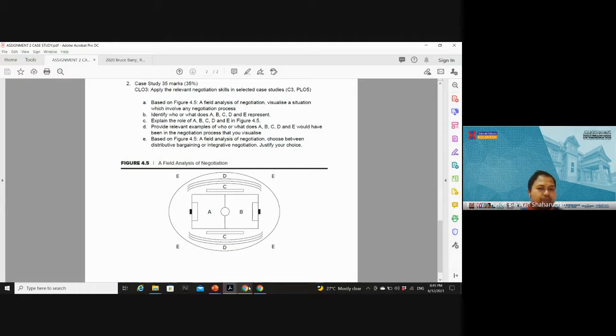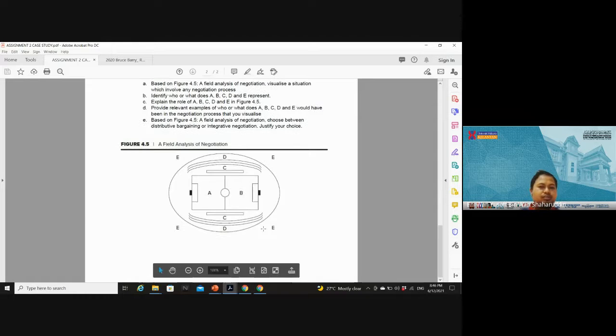It's just that for B, you need to know the role that they are playing, or the term that we are using to represent A, B, C, D, and E. But the rest will all depend on your storyline of the negotiation process. So justify why you would choose distributive bargaining, or why you would choose integrative negotiation. Please write them in the form of an essay, and not more than 500 words.